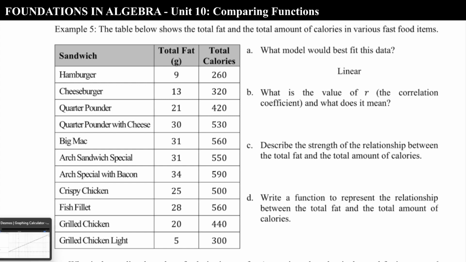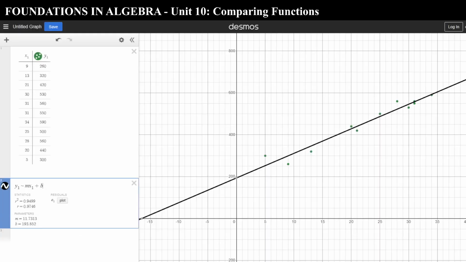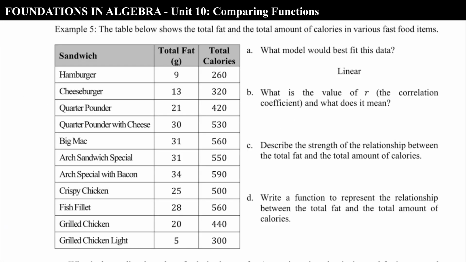So let's go back to Desmos, and let's pull up our r. Well, here it is right here. So our r value is 0.9746. So I'm going to put that here. And what does that mean? Well, that means that we have a strong positive correlation because that number is very close to 1. So it means how closely the trend line fits, and it also means that we have a strong positive correlation.